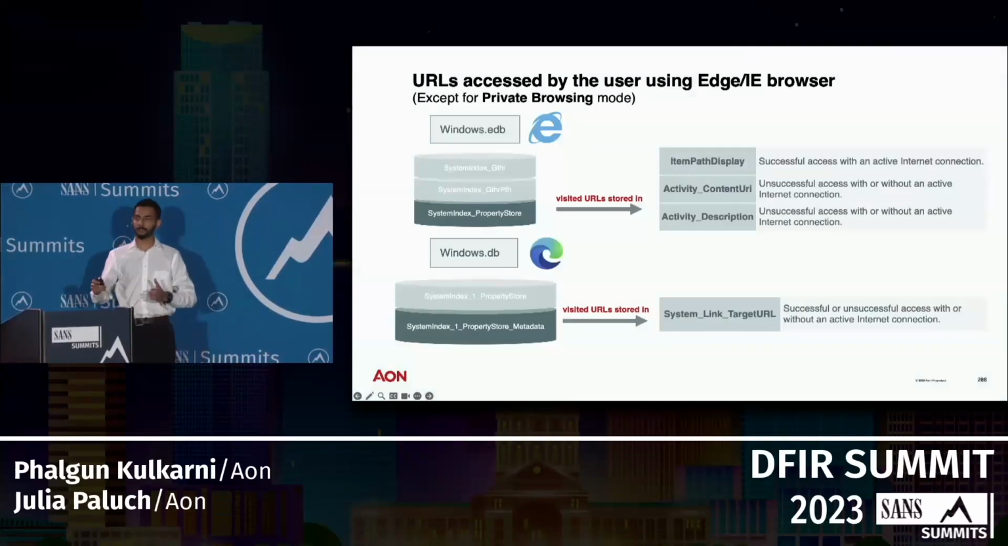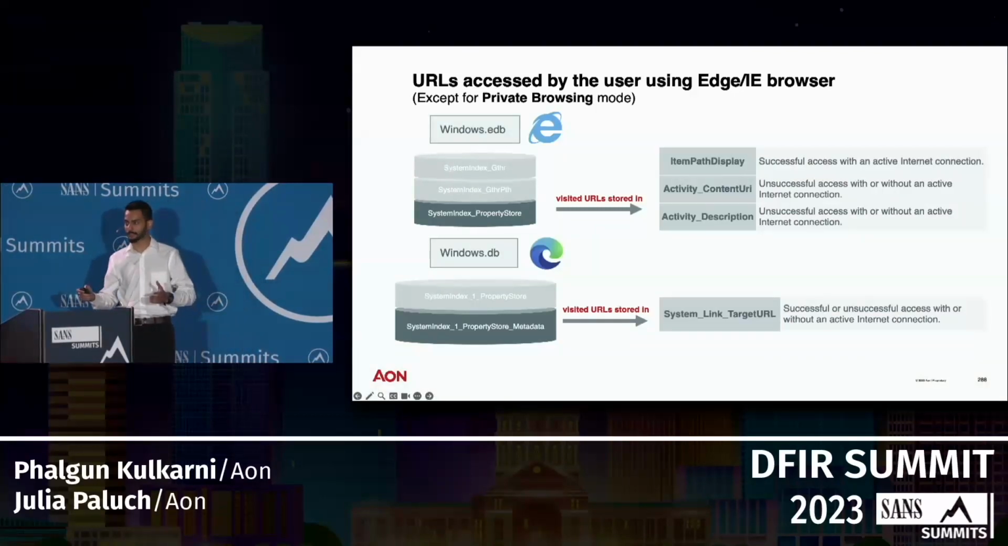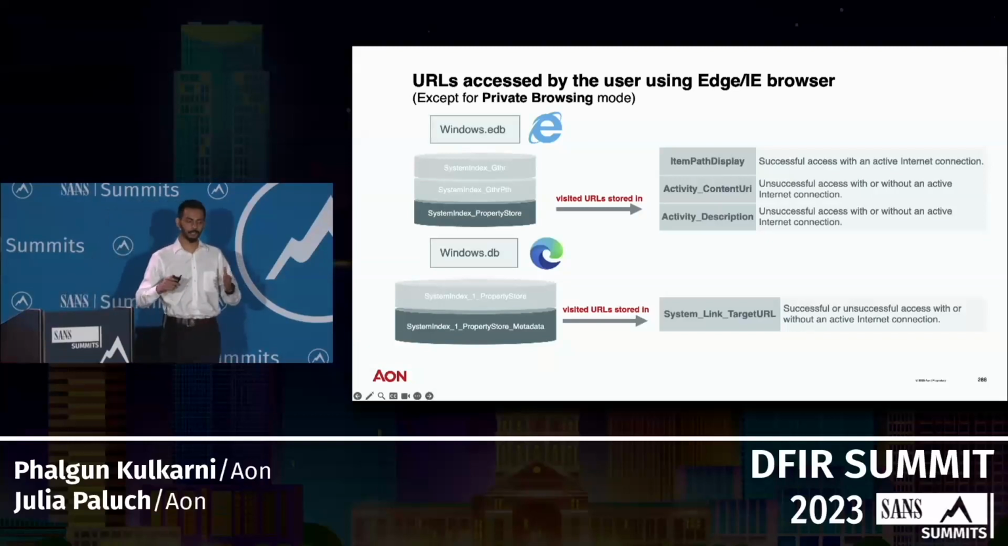So at times, investigators may need to analyze internet browsing activity, but may not have browsing artifacts at their disposal, or they may want to cross-verify their findings. So in Windows 10, activity conducted using Internet Explorer, and in Windows 11, activity conducted using Edge browser will be indexed in the search index database.